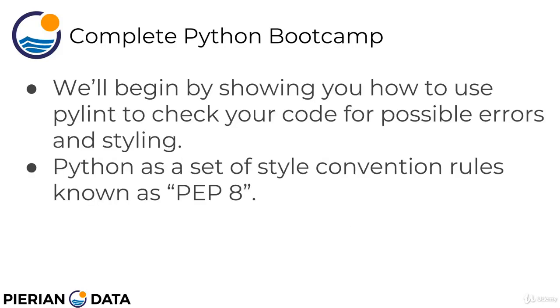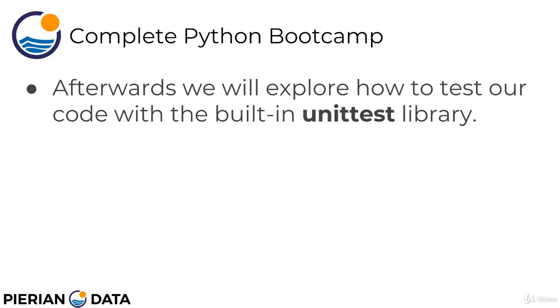We're going to begin by showing you how to use Pylint to check your code for possible errors in styling. And if you're wondering what I mean by styling, Python has a set of style convention rules known as PEP8, and we'll show you those in the documentation. And then afterwards, we're going to explore how to test our code with the built-in unittest library.